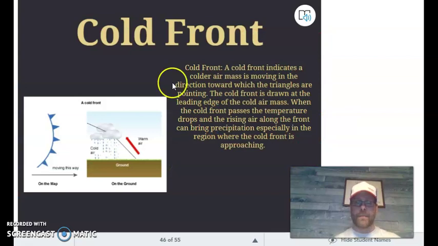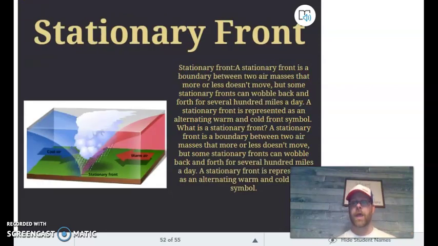So what happens is, and you know that they're pointing in the direction that they move, they push down and under so quickly, because it causes the hot air to rise and condense so fast that it brings along with it some heavier storms and oftentimes thunderstorms.